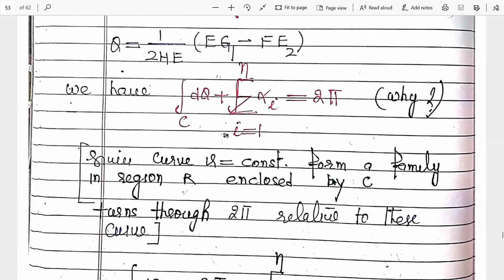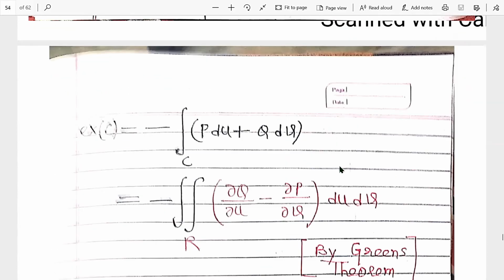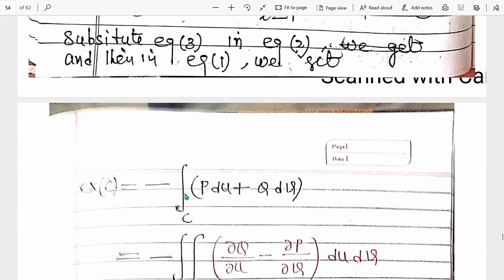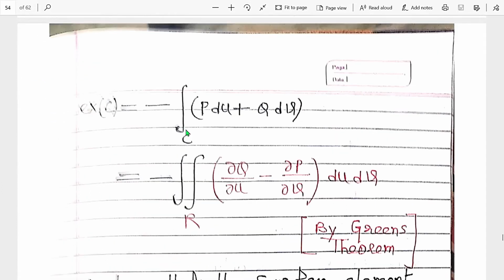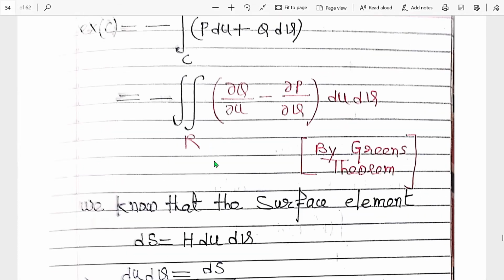So what we get, on simplification, is P du plus Q dv, with a minus sign, as the integration around C. So by Green's theorem, this line integral is converted into a surface integral: the integral of curly Q by curly U minus curly P by curly V, into du into dv. So this is a surface integration over the region R.